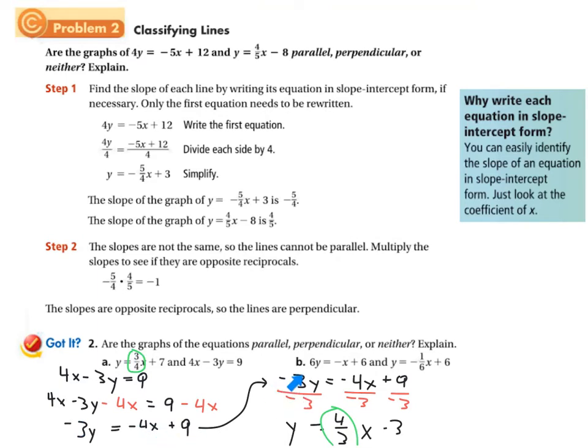Dividing both sides by negative 3, the coefficient in front of y, because you want it to say y equals. What you get is negative over negative. So 4 over 3 becomes positive, right? x minus 3. When we examine these slopes, they are reciprocals, but they are not opposite reciprocals. They have the same sign. So if you multiply them together, you get 1, not negative 1. So they are neither. Neither. Okay, I'll do the next one now.